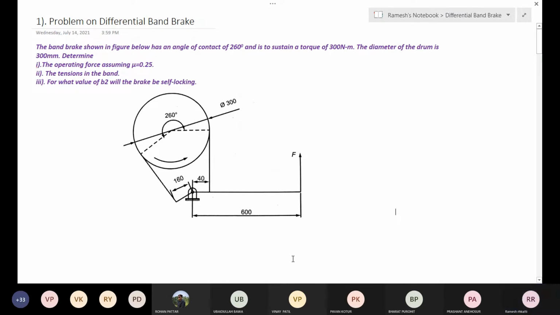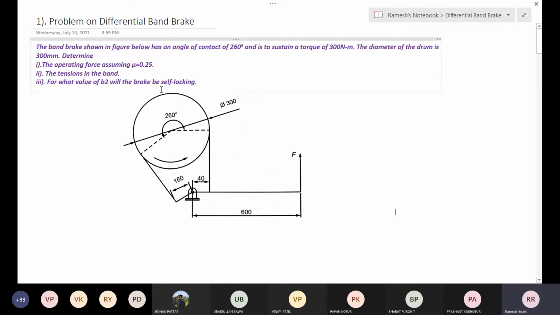This is the given statement. A band brake shown in the figure below. This is the figure of a band brake. It has an angle of contact of 260 degrees and is to sustain a torque. The torque is given, it is 300 Newton meter. The diameter of the drum is given, it is 300 mm.